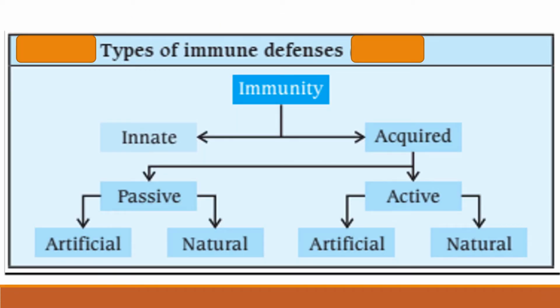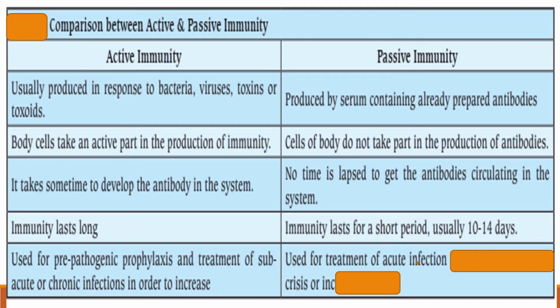Types of immune defenses. Types of immunity. Immunity is either innate or acquired. Acquired is either passive or active. Passive is in the form of artificial or natural; active, artificial or natural. Comparison between active and passive immunity. Here I will read only the active immunity column.